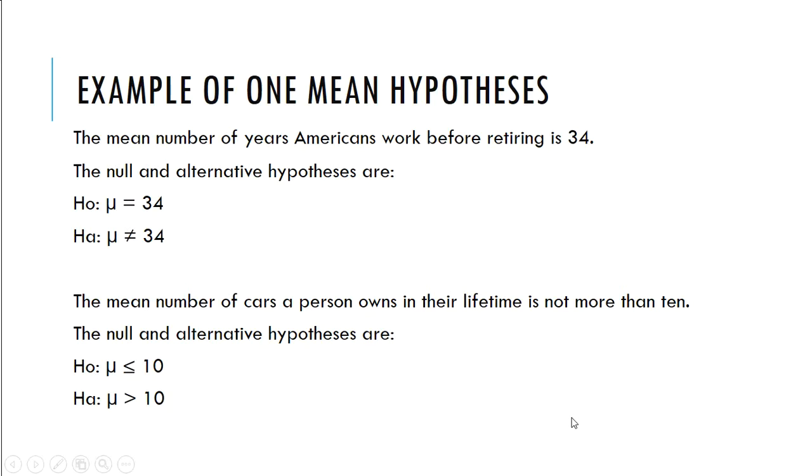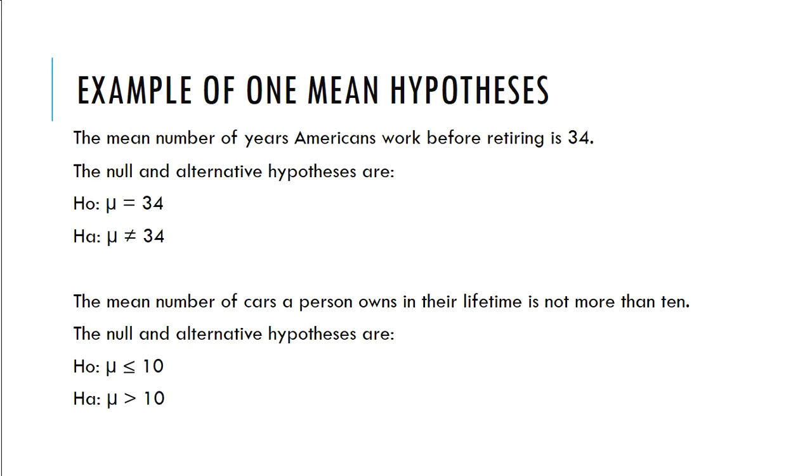Let's do some examples. The mean number of years Americans work before retiring is 34. The null and the alternative hypotheses are: the null is the mean equals 34, and the alternative is the mean doesn't equal 34. Where did I get that from? Well, the question says the mean number of years Americans work before retiring is 34, so it's saying the mean is 34. I can't put that in my alternative, so I have to put it in my null. Then I put the mathematical opposite in my alternative: the mean doesn't equal 34.